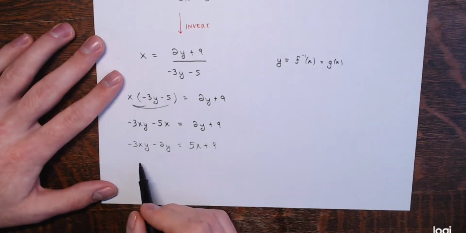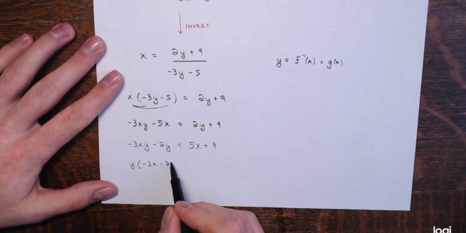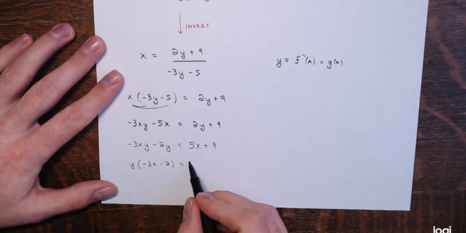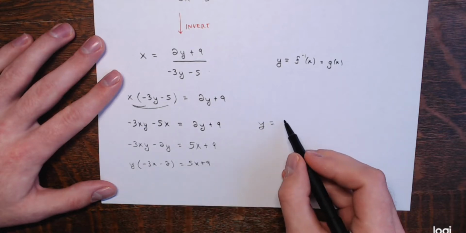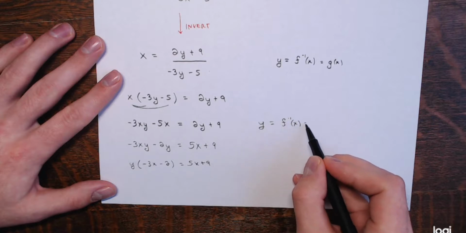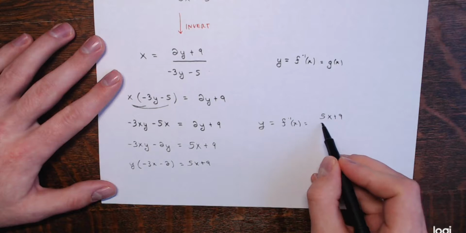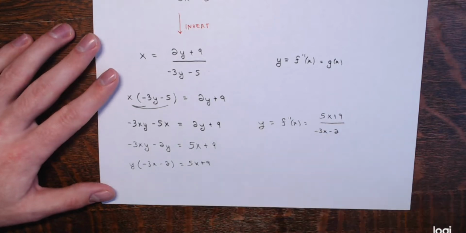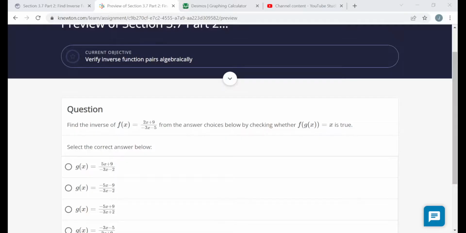And then factor the y out and divide. You should get the y alone. Pull the y out, you have negative 3x minus 2 as the factor there, and then 5x plus 9 over here, and then divide. We get y equals our f inverse, or the g of x, equals 5x plus 9 in the numerator, divided by negative 3x minus 2 in the denominator. And let's see which one of those match that or are equivalent to that. And that's this very first one.